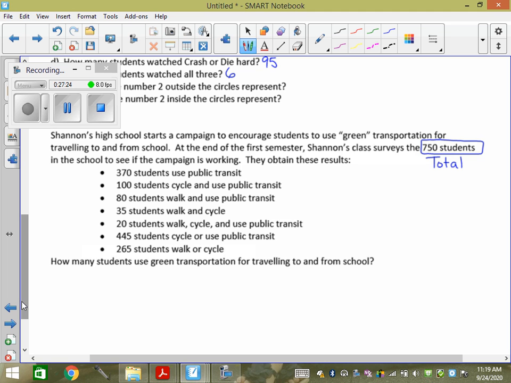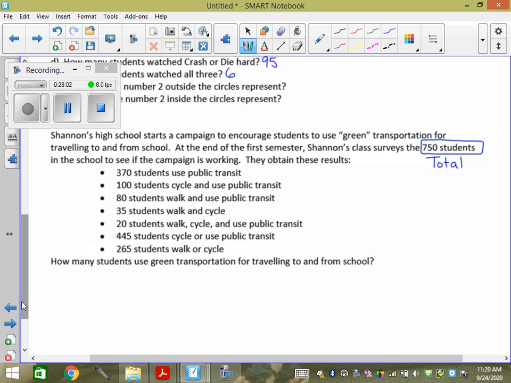In the school, to see if the campaign is working, they obtained these results. 370 students use public transit. Does it say public transit only? No, so that circle is going to add up to 370. 100 students cycled and used public transit. Does it say only? No, so the whole eyeball will add up to 100. 80 students walked and used public transit, so that eyeball will add up to 80. 35 walked and cycled, so that eyeball will add up to 35. 20 students walked, cycled, and used public transit. That's the one we're looking for, because that's what we always have to start with, the all 3. 45 cycled or used public transit, so that's the snowman.